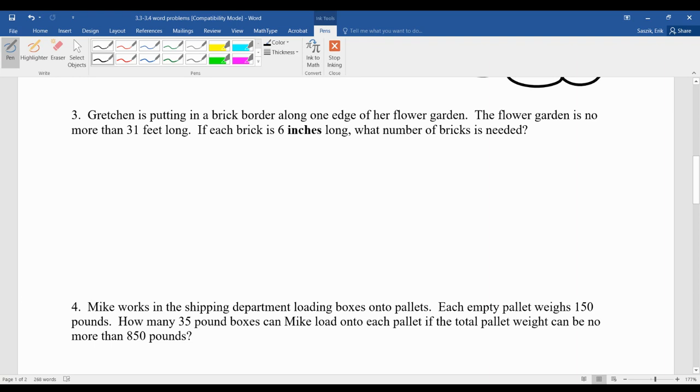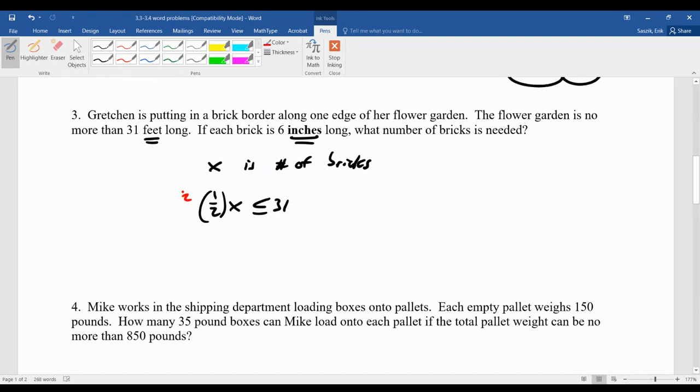This one here is kind of tricky. You have to pay attention to the unit. You see, the flower garden's 31 feet long. The brick is 6 inches long. What's the number of bricks we need? X is number of bricks, but you see that unit stuff makes a difference. So we want the flower garden to be no more than 31 feet long. This is the number of our bricks, but 6 inches is half a foot. So there's our equation. Half x is less than 31.